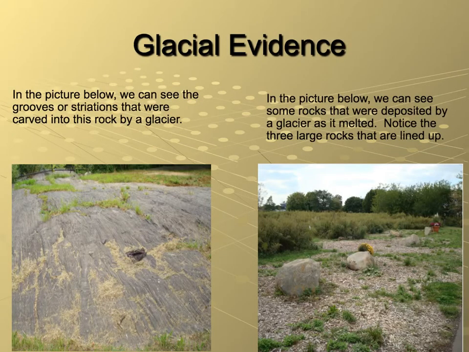Here's just a couple of pictures. On the left, you'll see some striations. If you look real closely, you see what look like lines that have been cut into the rock. A glacier did that. And on the right, you can see several rocks. The picture says 3, but I actually see 4. And you can just visualize how they were being carried by a glacier. And as the glacier melted, it left behind these rocks.